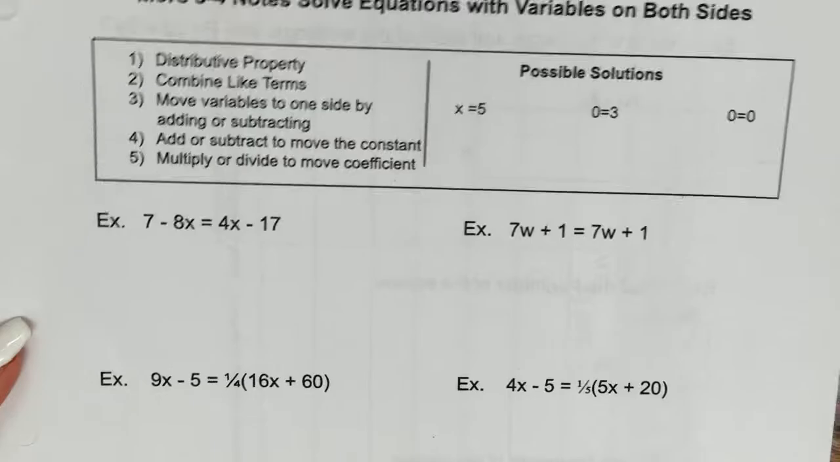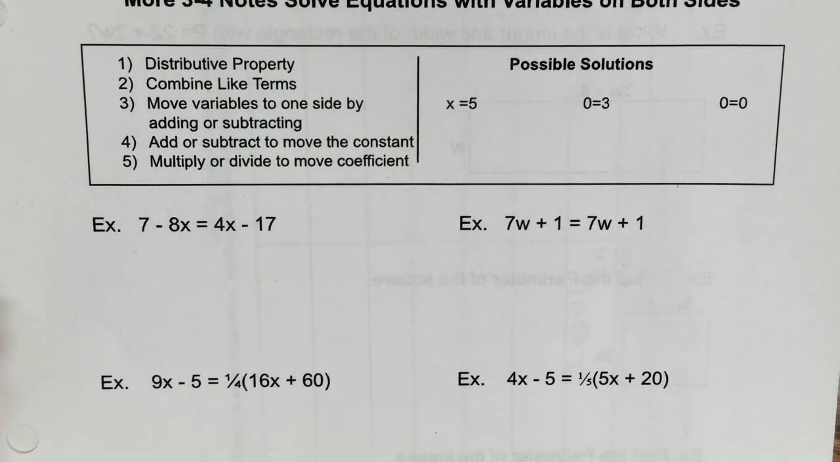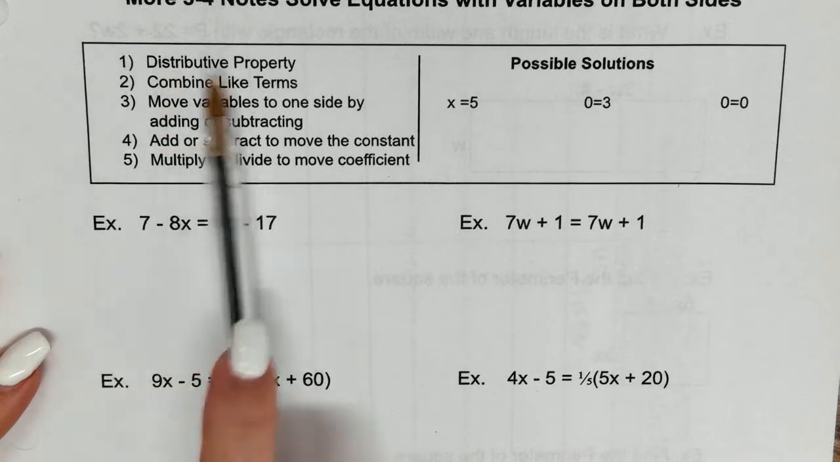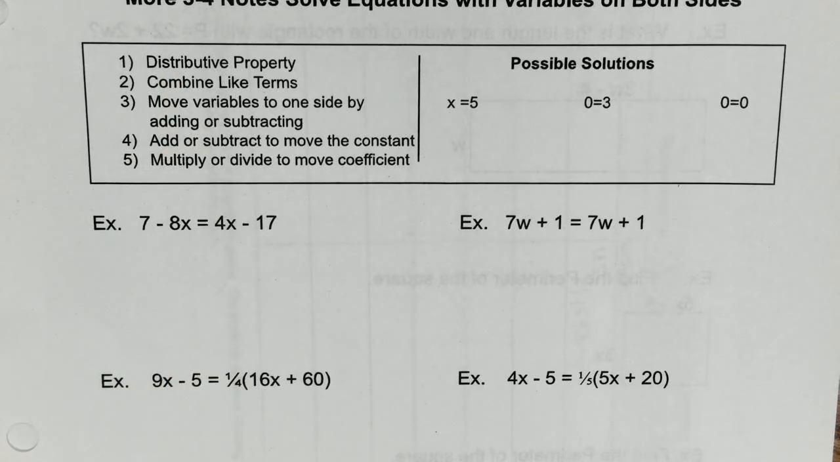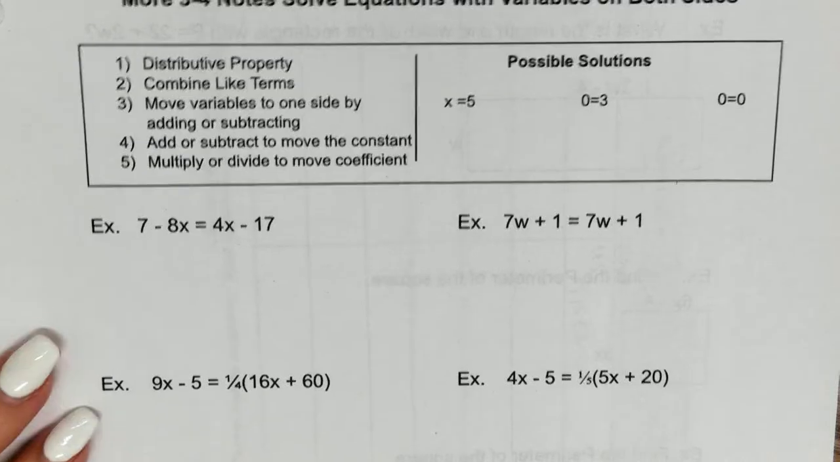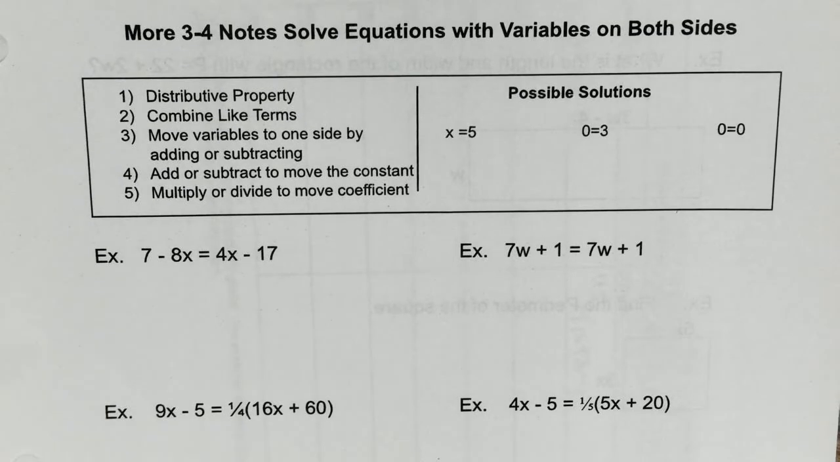All right, let's go over the steps we learned yesterday. Notice that I typed it up for you so you don't have to write it all down today. Okay, so step 1, when you have variables on both sides, what is step 1?